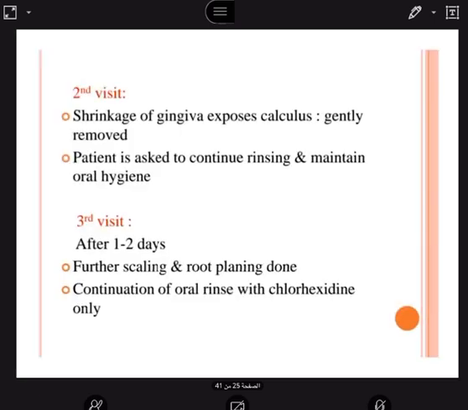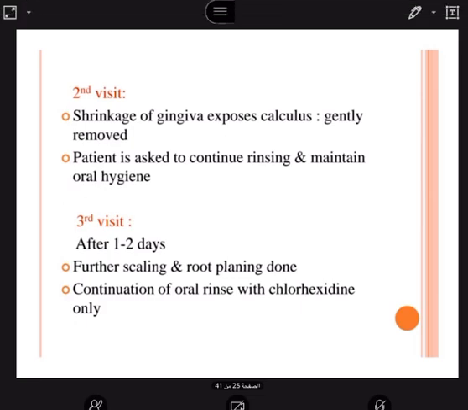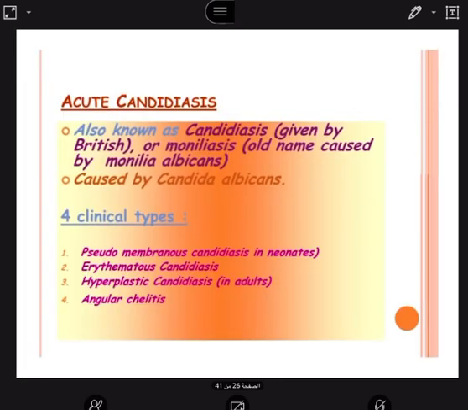In the second visit, if the initial visit is done properly, there will be shrinkage of gingiva exposing calculus. At that time you will remove the calculus. Don't apply too much pressure also. Even in that visit, the patient is asked to continue the good work, continue rinsing and maintain oral hygiene. In the third visit, again after 2 days, you will do further root planing and scaling, and continue the oral rinse with chlorhexidine only. So you will ask the patient to stop hydrogen peroxide and continue with only chlorhexidine.